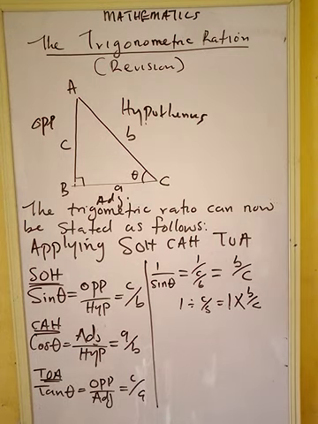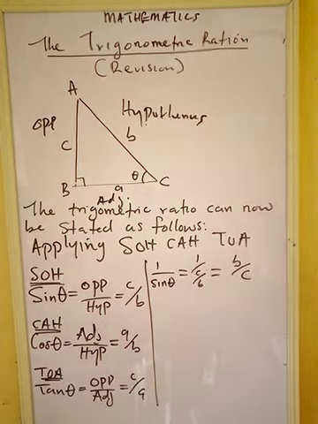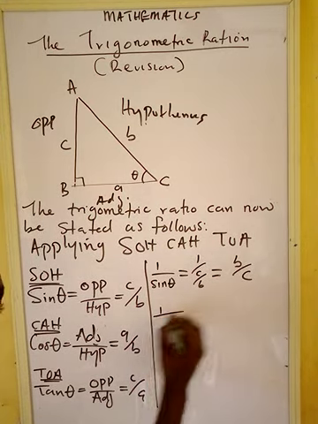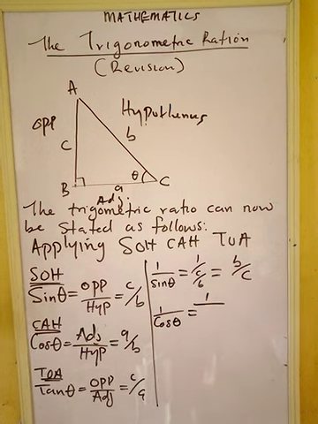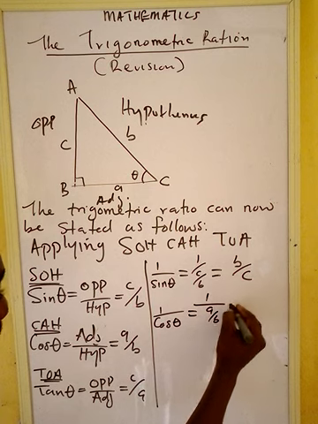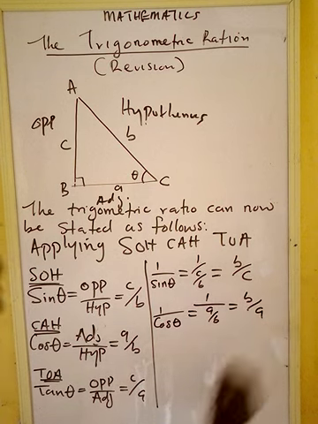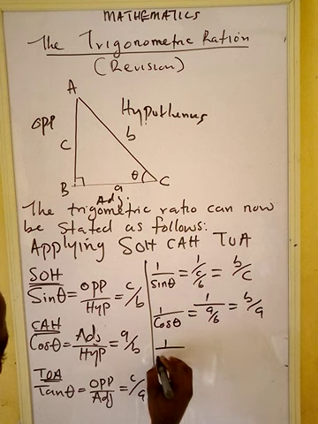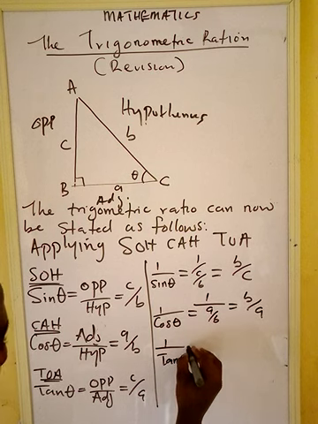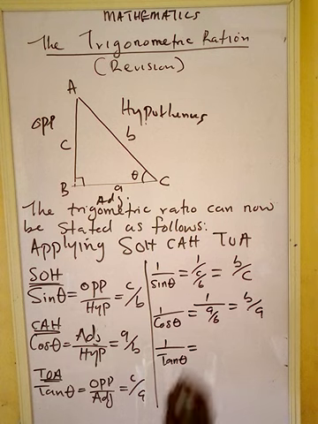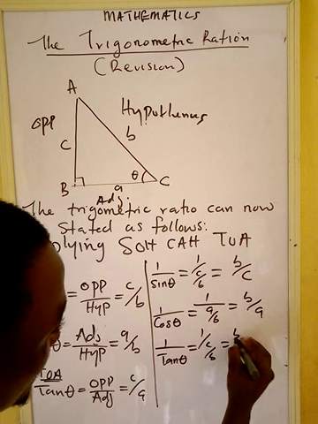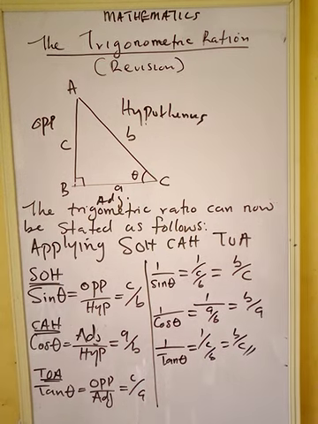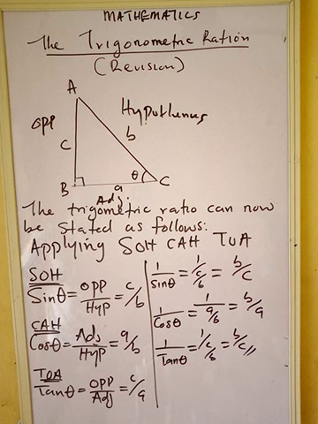Now let's look at the second one, 1 over cos theta. What's our cos theta? Our cos theta is a over b, so 1 over cos theta is b over a. Okay, let's look at 1 over tan theta. Tan theta is c over a, so 1 over tan theta is a over c.